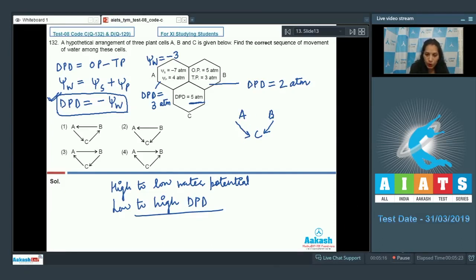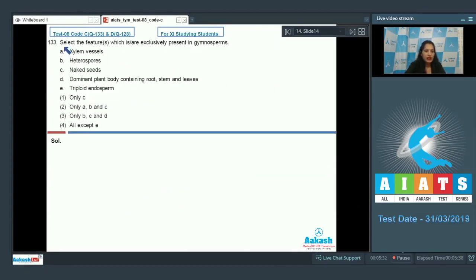Now, between A and B, which has lower DPD, of course B. So, water will move from B to A. So the correct option for the given question is option number 2. Let's move to the next question. Question number 133. Select the feature or features which are exclusively present in gymnosperms. A. Xylem vessels. B.